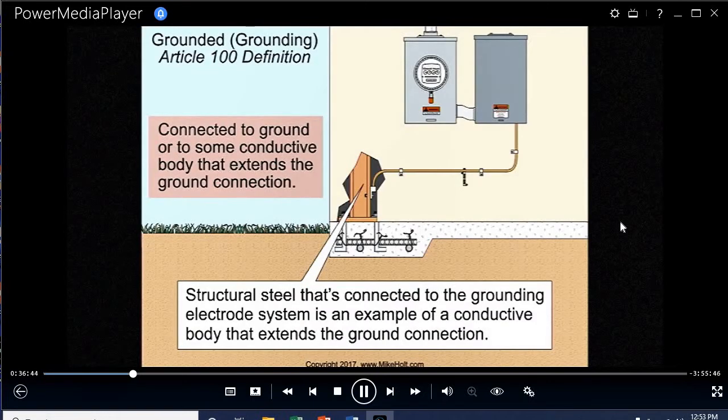All right, let's take a look at this particular definition. It's a really important definition. Grounded or grounding: connected to ground or some conductive body that extends the ground connection. It's pretty vague and pretty broad. Now, we haven't really talked about this yet. We've established what ground is, the earth. Now, at times, we are going to ground things, which means we're going to connect them to the earth for a specific purpose, and we're going to talk about that.